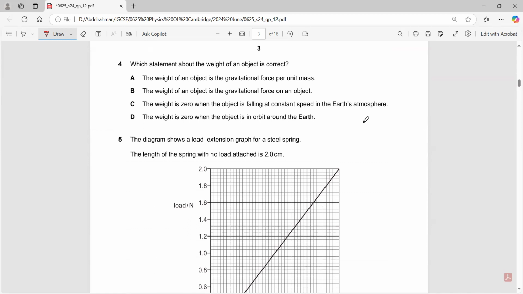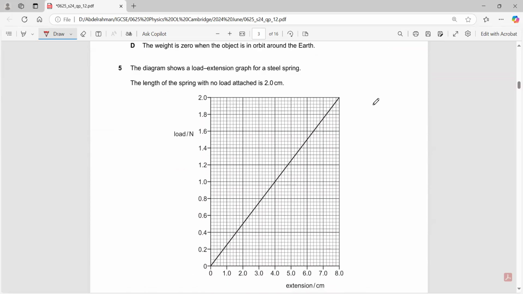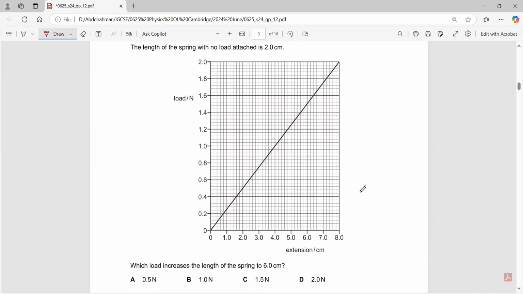Which statement about the weight of an object is correct? The weight of an object is the gravitational force on an object. The diagram shows a load extension graph for a steel spring. The length of the spring with no load attached is 2 centimeters. Which load increases the length of the spring to 6 centimeters? So basically it was 2 and then it became 6. To find the extension, 6 minus 2, it's 4 centimeters.